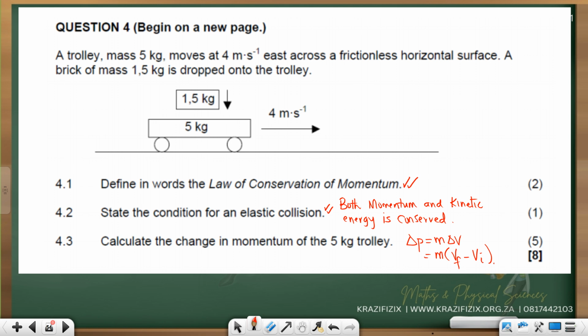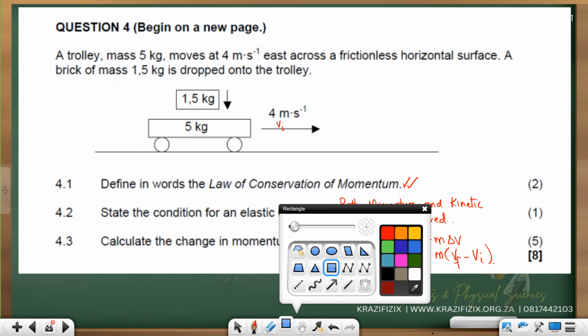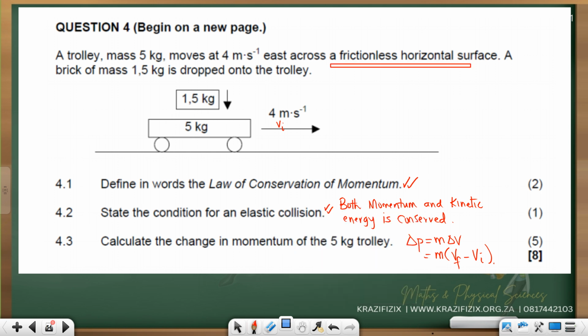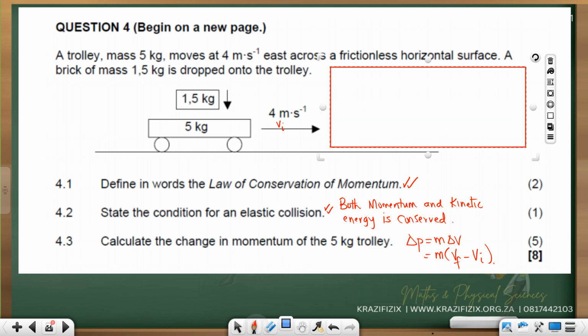Okay, so we do know the initial velocity, which is 4. But then all of a sudden an object jumps on it. Please, let's see how I'm going to deal with that. I'm going to walk in the space here, and you will notice that both objects were separate before, and then all of a sudden together. So m1 vi1 plus m2 vi2, now they are together because the brick is on the trolley.